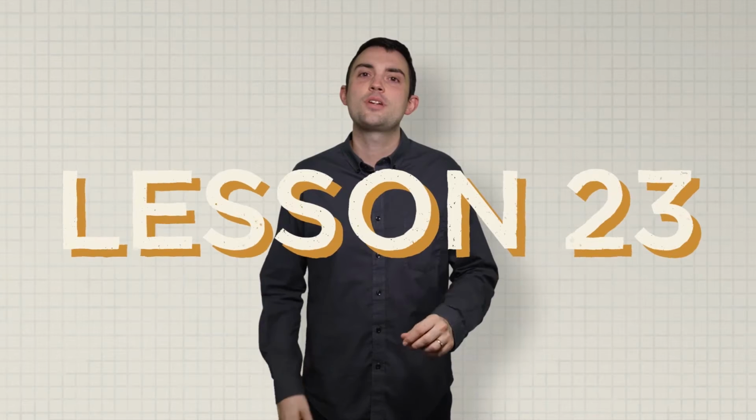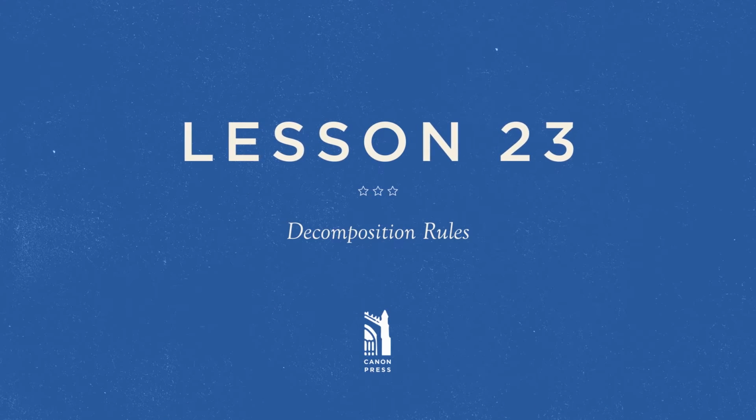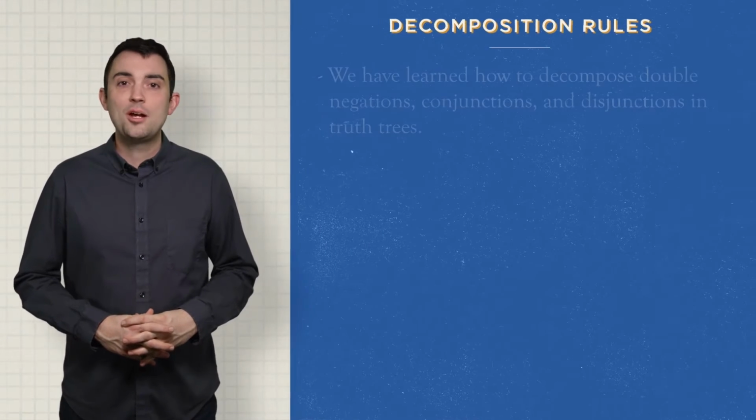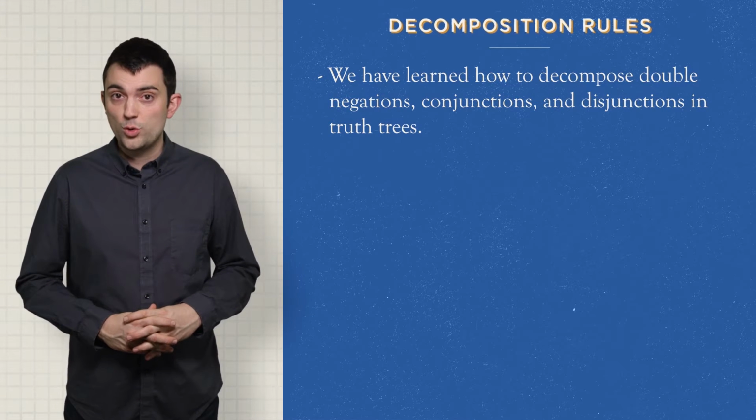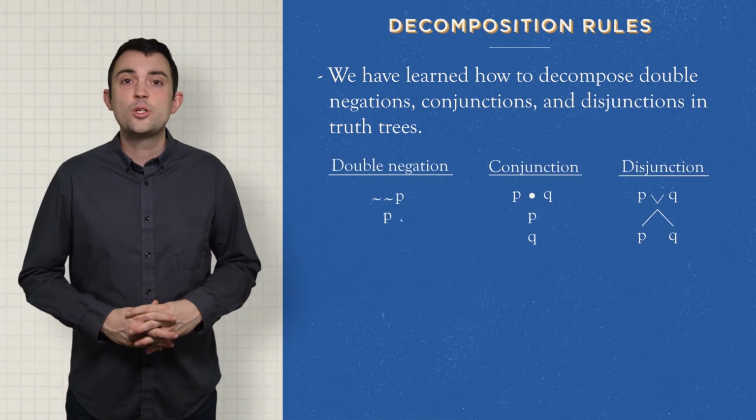This is lesson 23, decomposition rules. Last lesson, we learned how to decompose double negations, conjunctions, and disjunctions in truth trees. We developed these three rules.